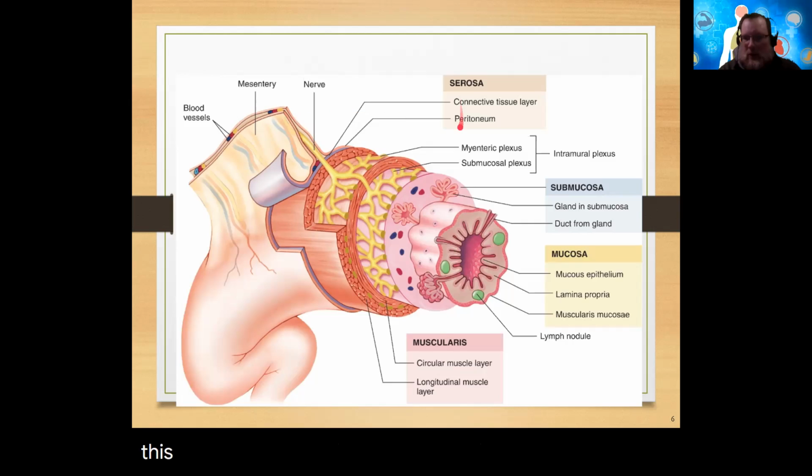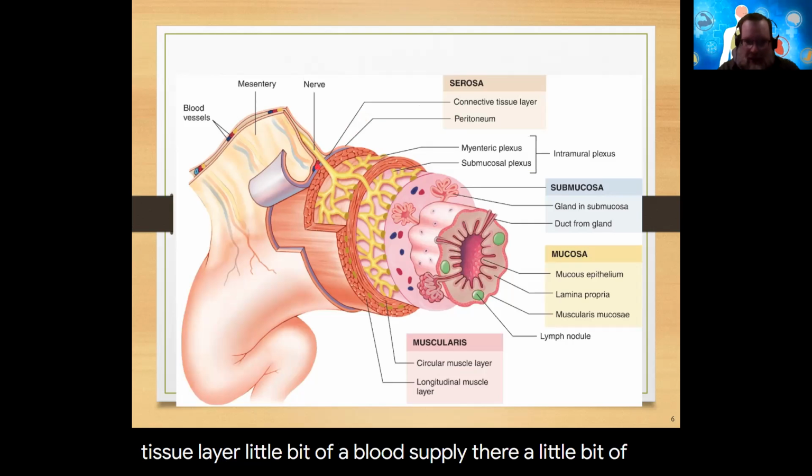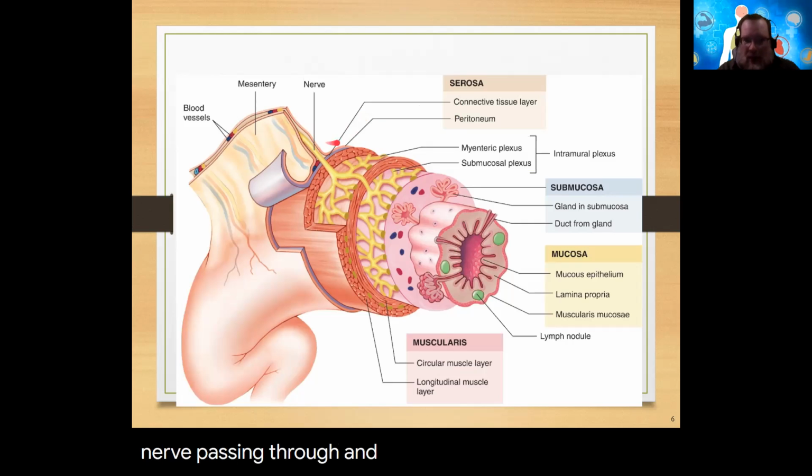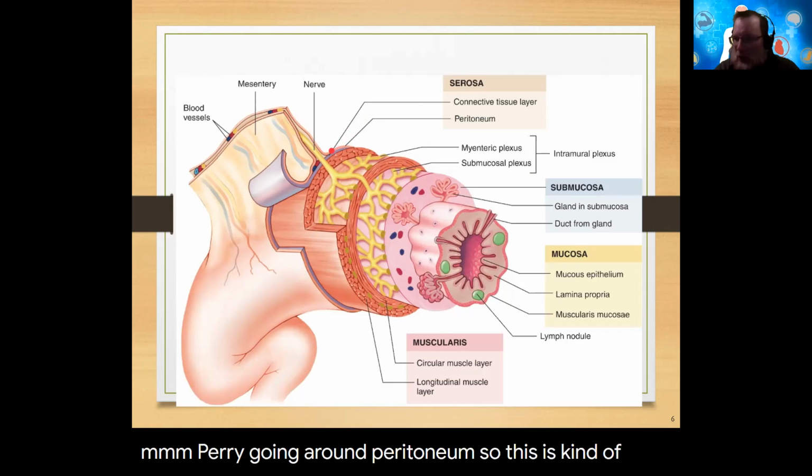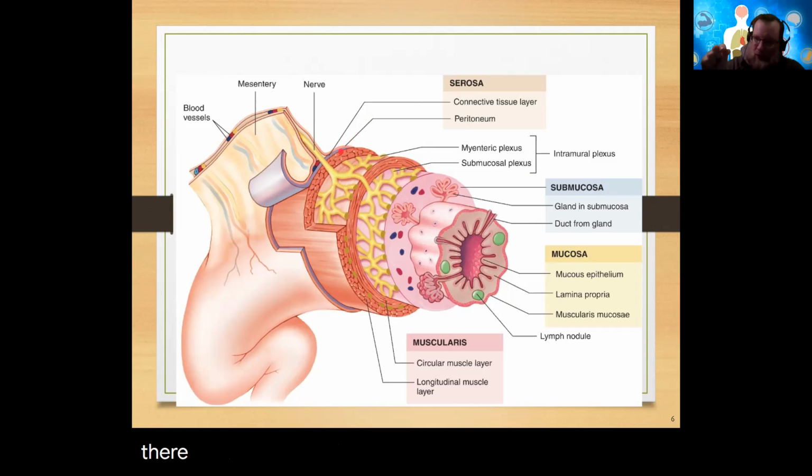We call this the serosal layer. Okay, the serosal layer. So again, right up against the muscle layer, we're going to have a connective tissue layer. There'll be a little bit of a blood supply there, a little bit of nerve passing through. And then we have the peritoneum, peri going around, peritoneum. So this would be the visceral peritoneum specifically. And then there would be a little space, and then you'd have a parietal peritoneum.